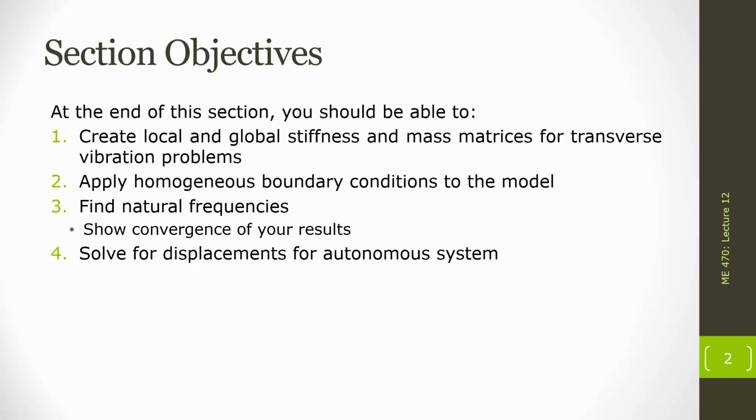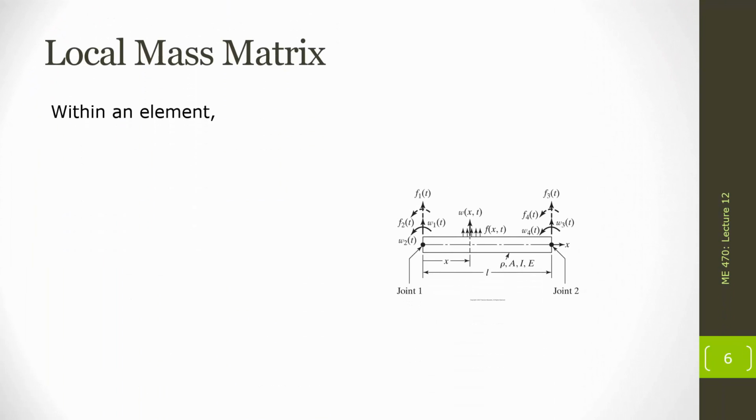We'll begin by deriving our local mass and stiffness matrices. So we're going to have a different model for our element than we had for the axial problems because we have a different form of motion. So here we have one element and we see what's happening to a node on its left side and to a node or a joint on its right side.